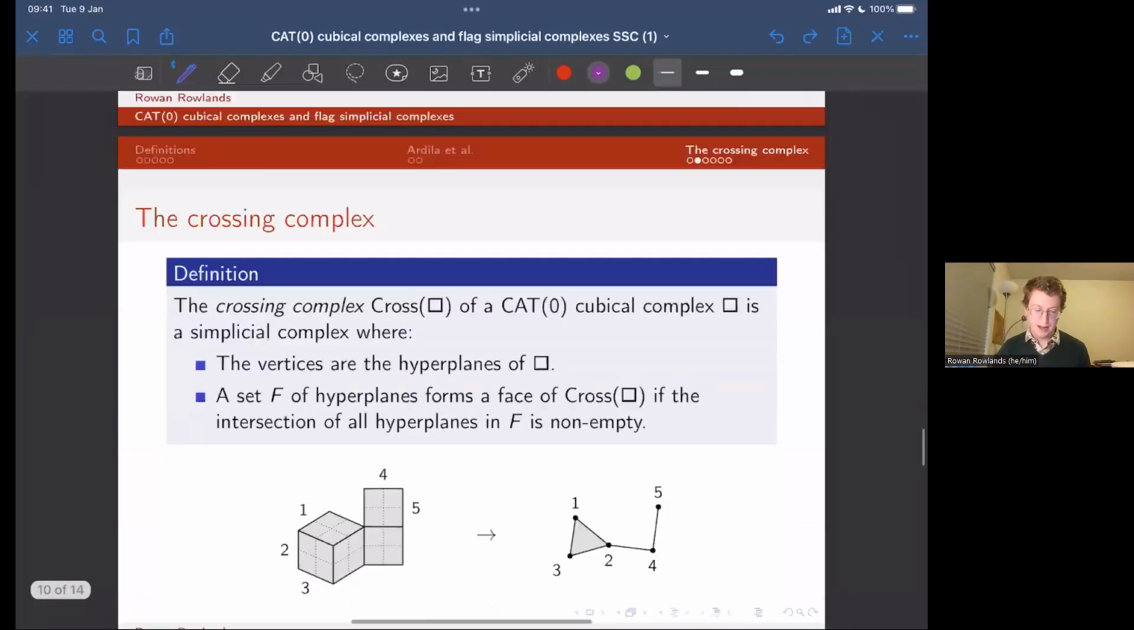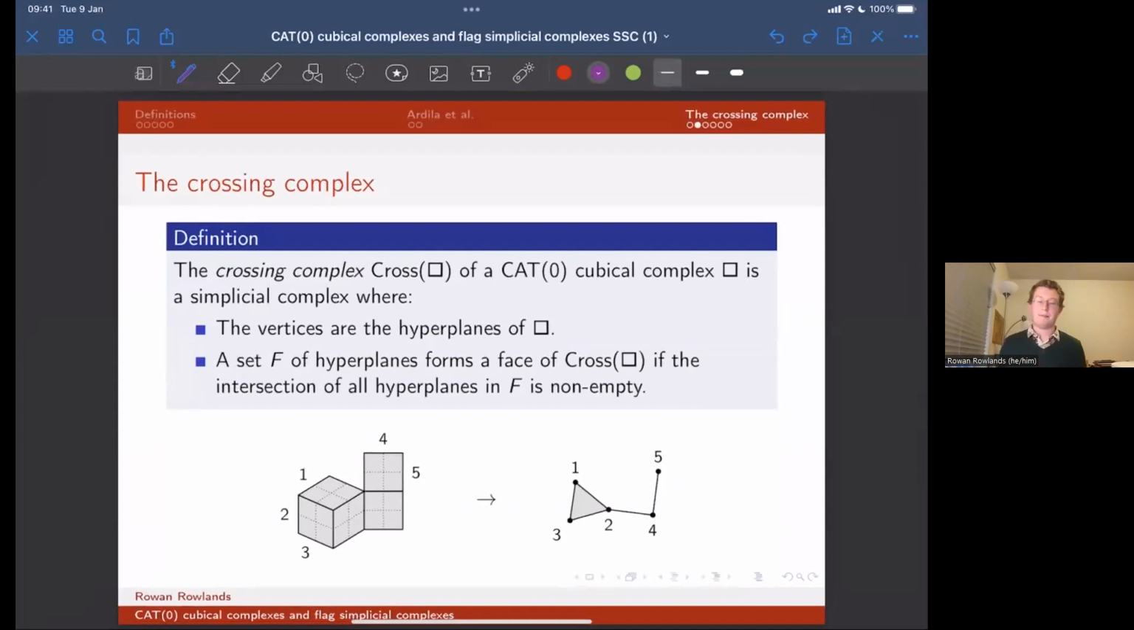Now, let me introduce the main construction for this talk. It's something called a crossing complex. We're going to start with a CAT0 cubical complex and then build a simplicial complex out of it. The vertices for this simplicial complex will be the hyperplanes of the cubical complex. And once we define the vertices, next we have to define what the faces of the simplicial complex are. To check whether some set of hyperplanes forms a face or not, we need to check if the intersection of those hyperplanes in the set is non-empty.